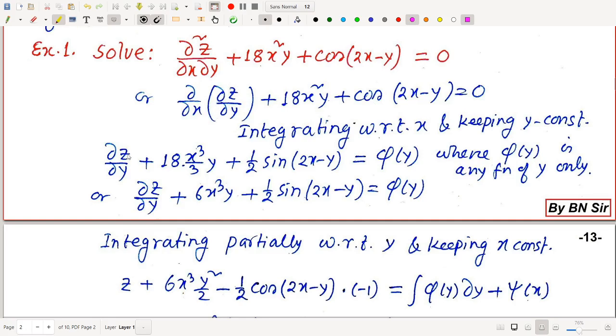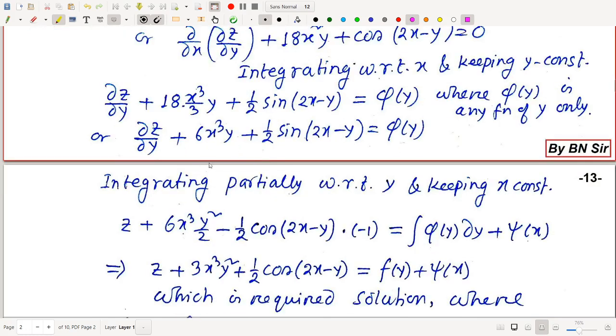So this is ∂z/∂y, integrating with respect to x, ∂x will go. And here x² integration is x³/3, and cos(2x + y) integration is sin(2x + y) with a half. And on the right side, instead of a constant of integration, we have written φ(y), because that constant may involve y. So φ(y) is any function of y only.